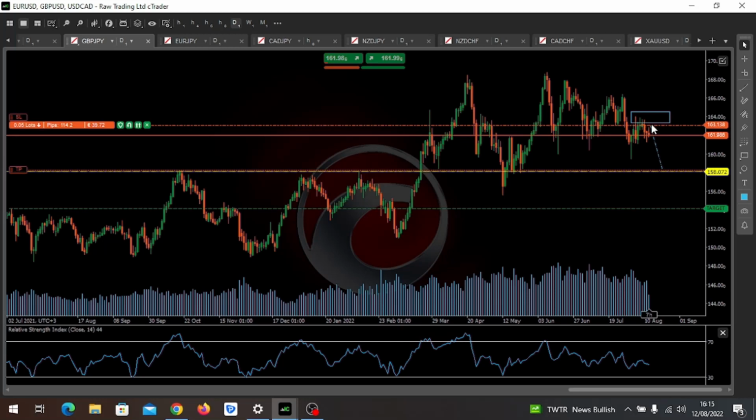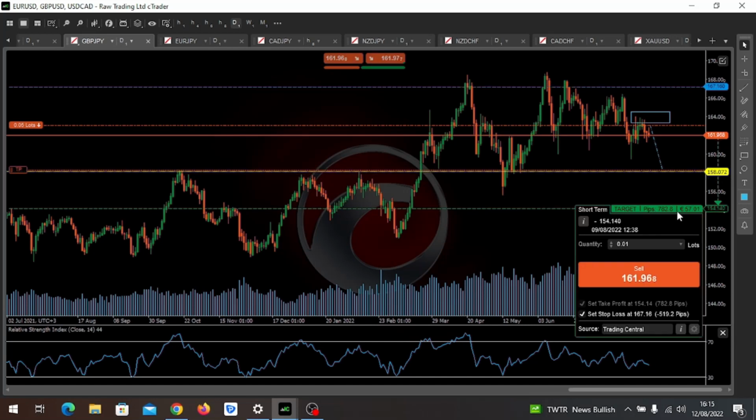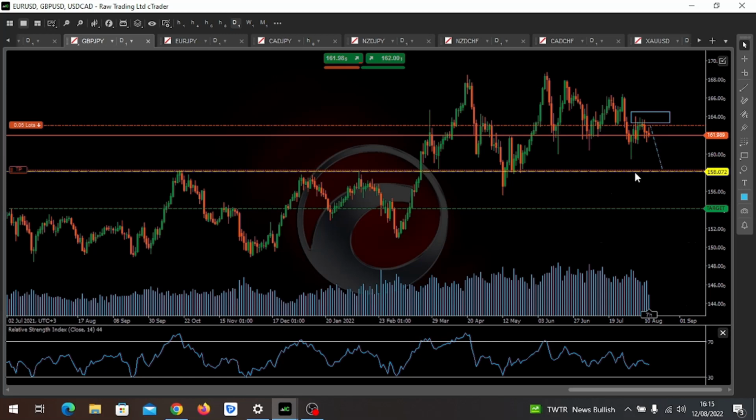Guys, the same case with the pound yen. From the blue box you can see price is slowly moving down to our target profit. Our first target area is 158,072. That is our first target. However, the second target is at 154,140, but we have to hit there first. So I think the yen pairs are going smoothly.